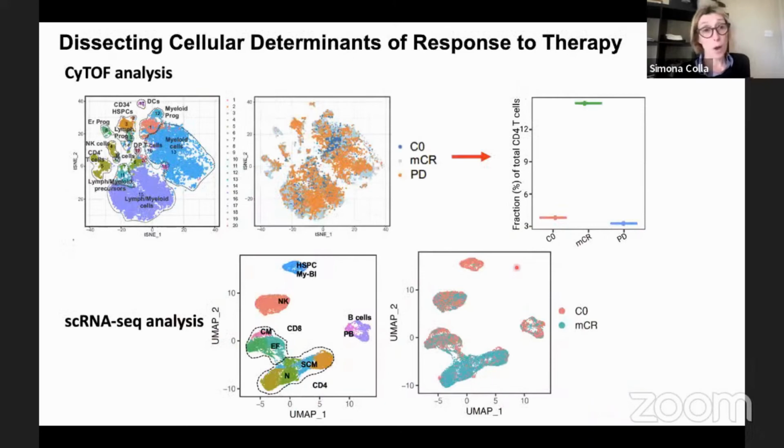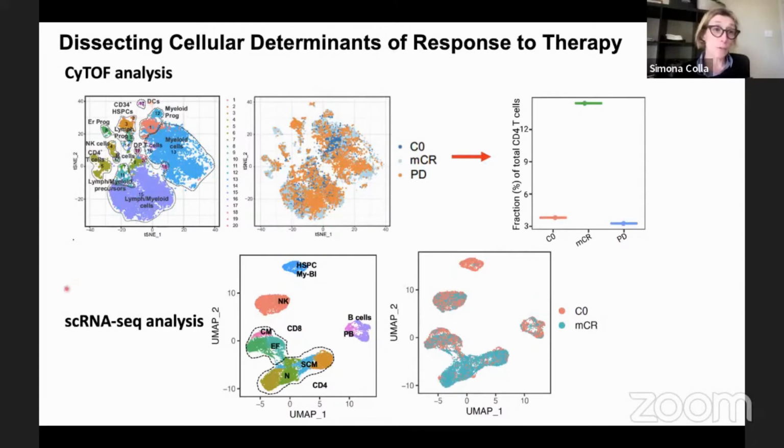Another example of how to use single cell RNA sequencing combined with other techniques like CyTOF or again flow cytometry later on helps to dissect the cellular determinants of response to therapy. This is a follow-up paper of the Nature Medicine paper that we just published. The drug is venetoclax, an inhibitor of BCL2. But this is not so important.